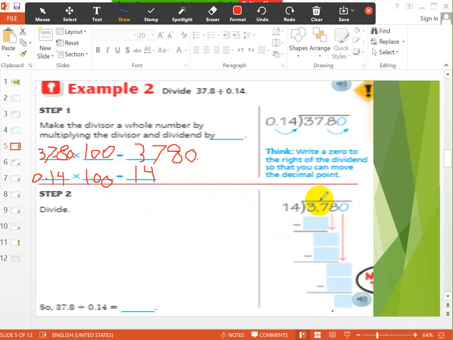Now we will divide 3780 by 14. Let's start. Can I divide 3 by 14? No. So I will take the 7. 37 divided by 14 equals what? What is the number that I will multiply by 14 that gives me the closest answer to 37? Or, how many 14s in 37? I think 2, right?